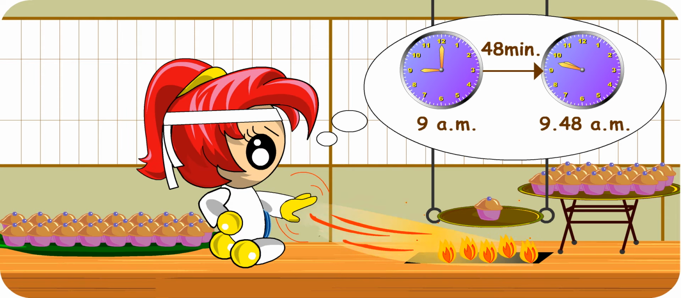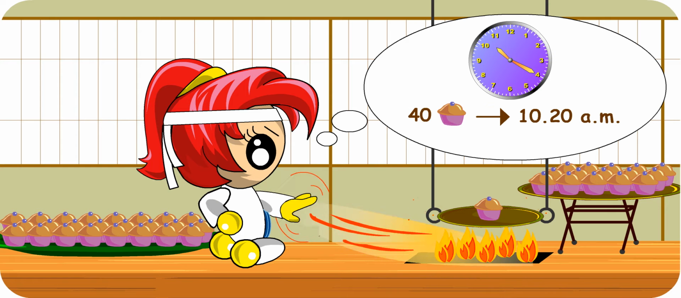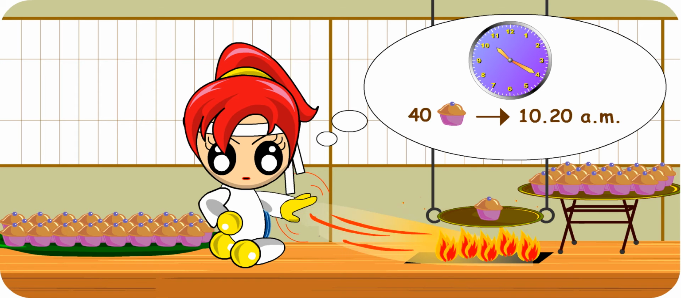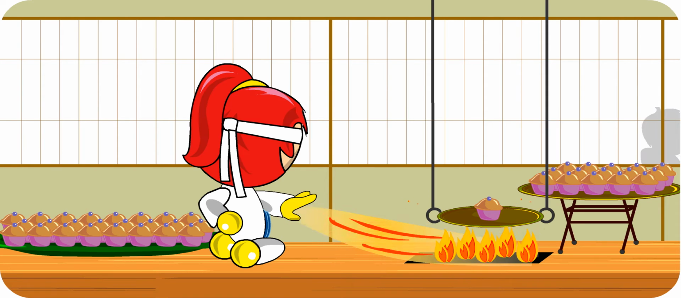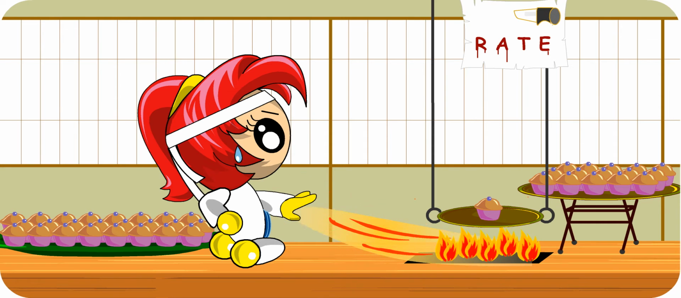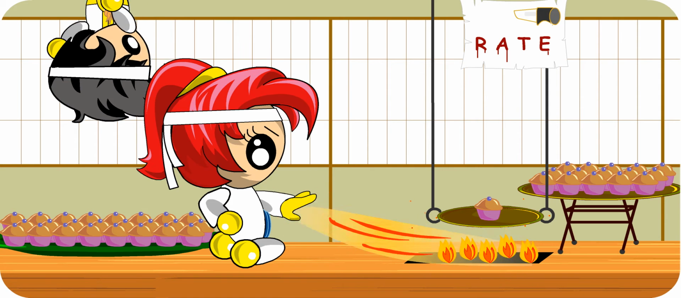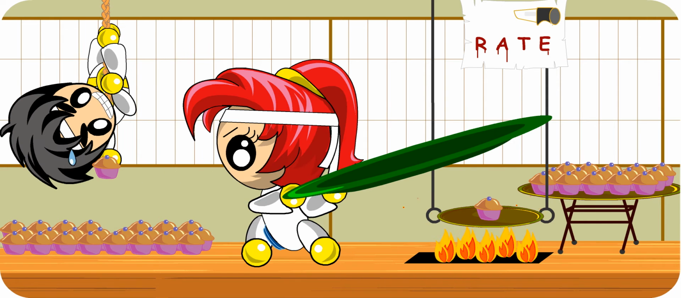At this rate, you will finish baking 40 cupcakes at about 10:20 a.m. My goodness, teacher, you can make predictions like that? I am not predicting. I know because I have made a calculation based on the rate at which you have been baking these cupcakes. I do not quite understand what you mean, teacher. Well, you carry on baking, and I will explain what rate is and how it works.